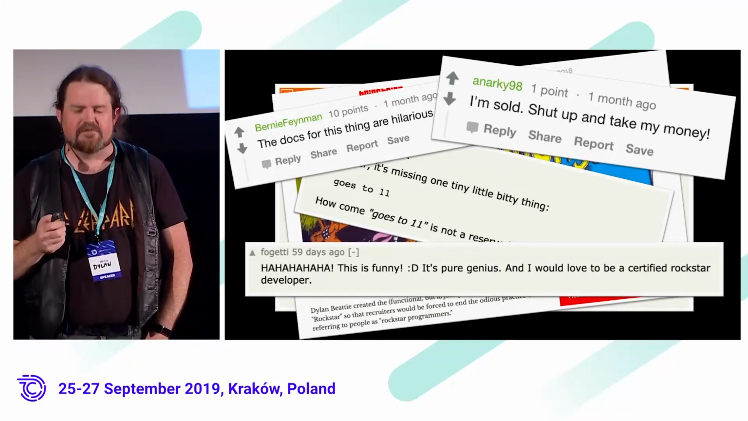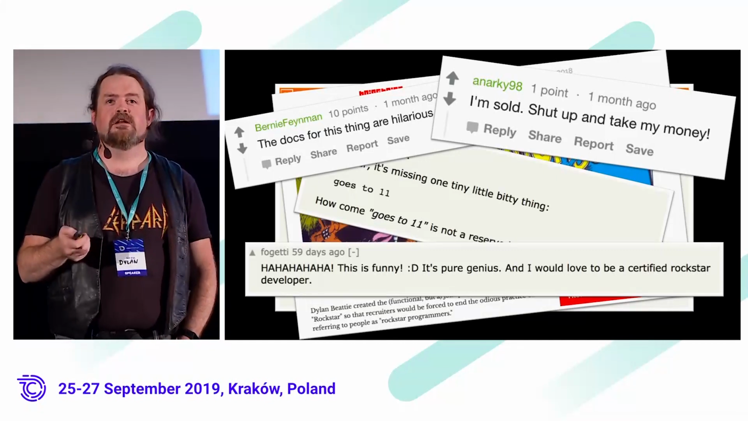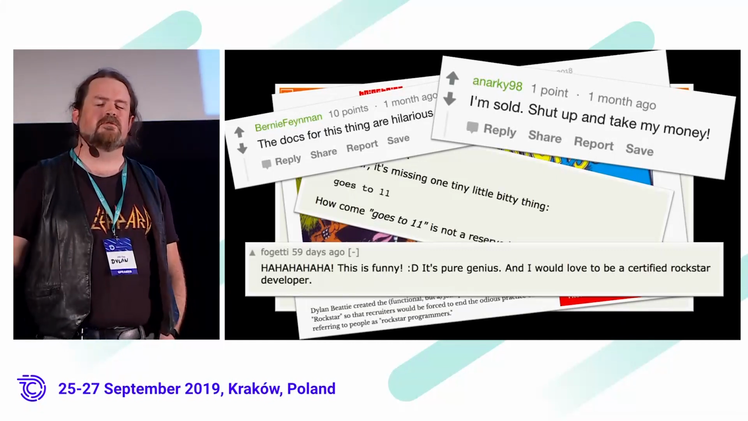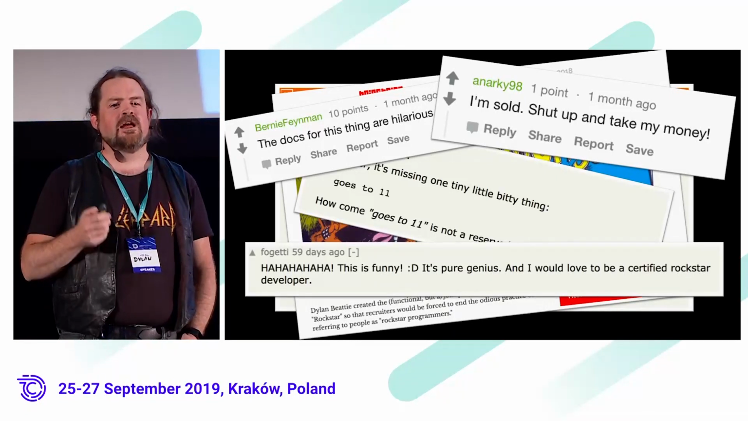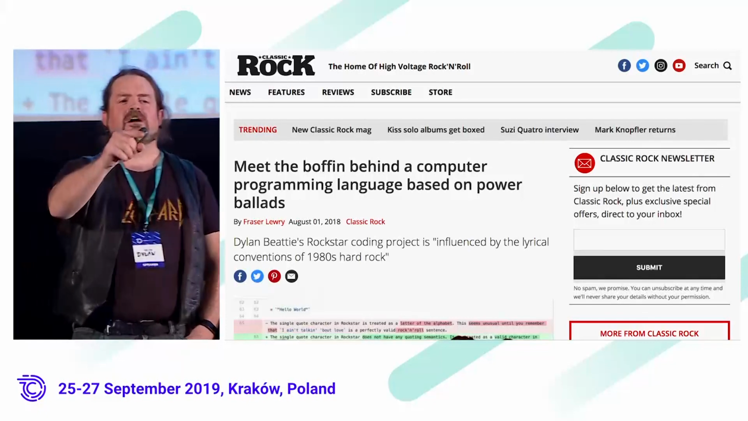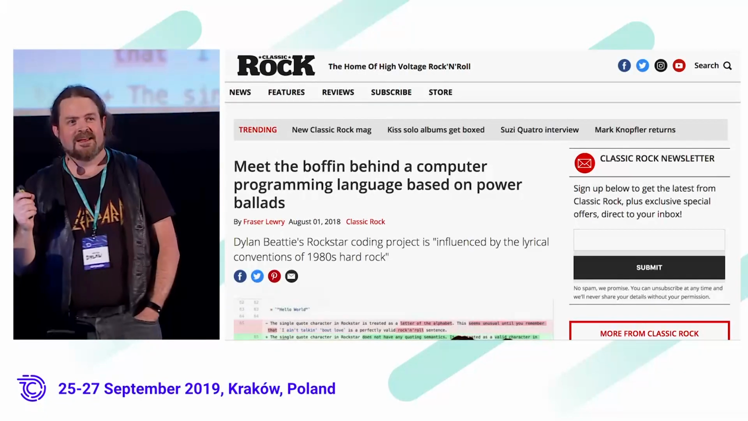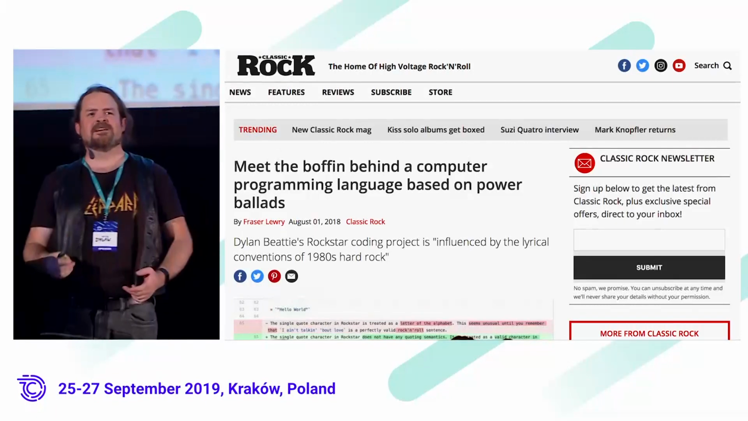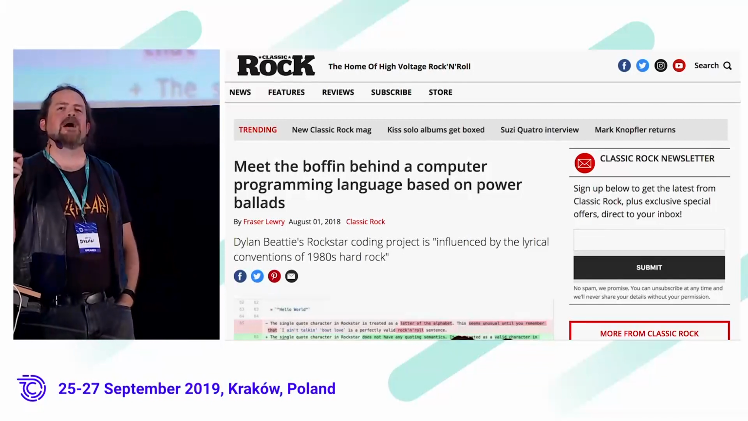Then I got an email from Classic Rock Magazine, which is a proper rock magazine that interviews proper musicians like Guns N' Roses and Metallica, saying, what's this Rockstar thing we keep hearing about? And so I got in Classic Rock Magazine for inventing a programming language in a bar, which I don't know if that's cool or not. I mean, maybe that's why I'm happy being in Classic Rock Magazine. But then the weirdest thing happened about 3-4 days later.